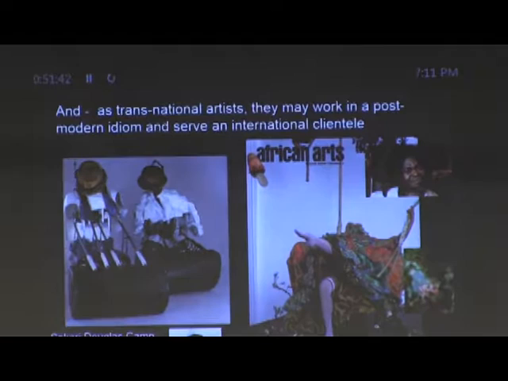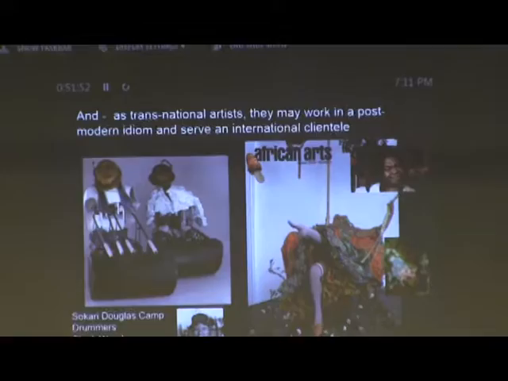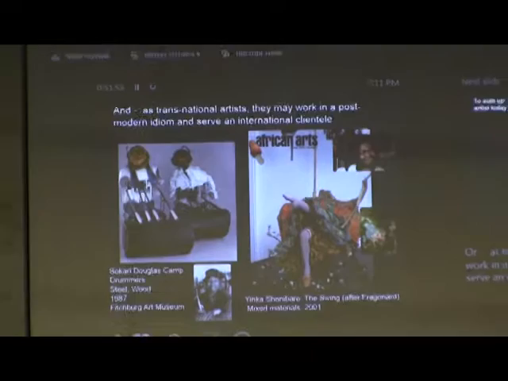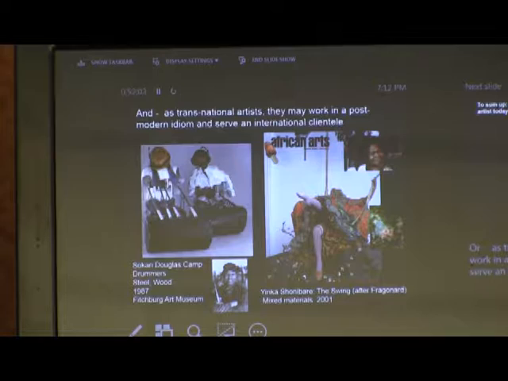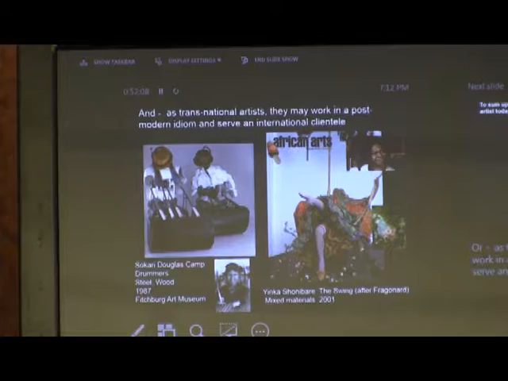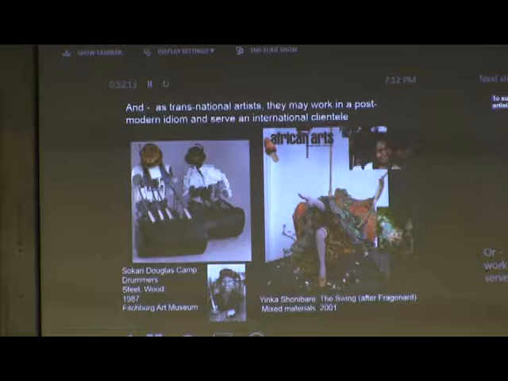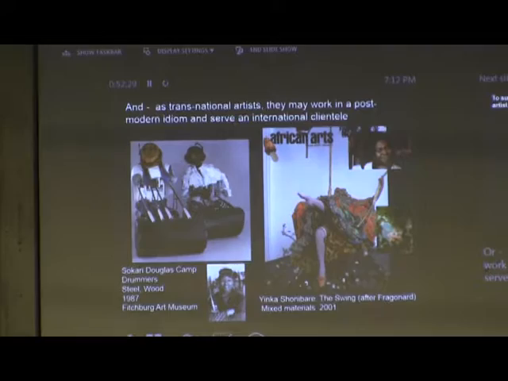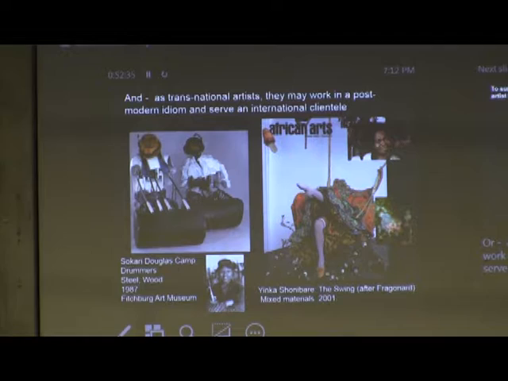So, many of these university-trained artists who are selling not only at home but abroad, you might describe as transnational artists. And again, we have Sokari Douglas Camp, who is our woman who works in welded metal. And when you come to Fitchburg in November, you will see her drummers, which were last shown here before they returned to Europe and came back to Fitchburg at the Smithsonian in 1987 as part of a large installation. And they're kinetic, and so you can hear them when they beat the drums. Or an artist like Yinka Shonibare, who is also an Anglo-Nigerian, what he's done here is create a sculpture, an installation, after a well-known European painting from the 18th century called The Swing.